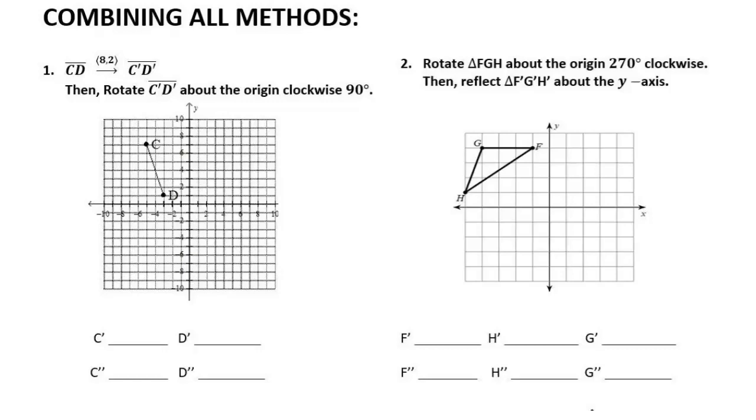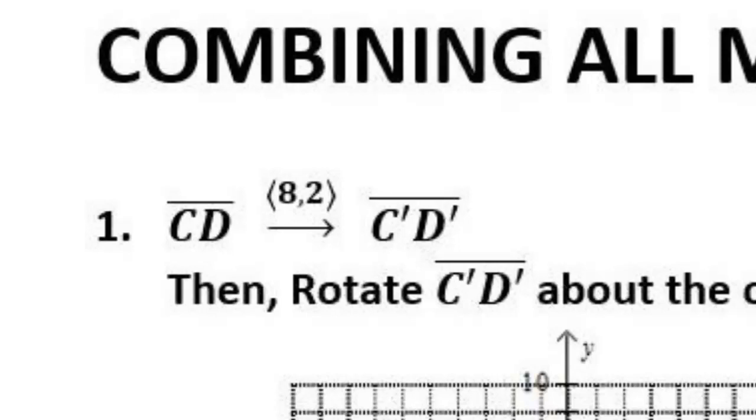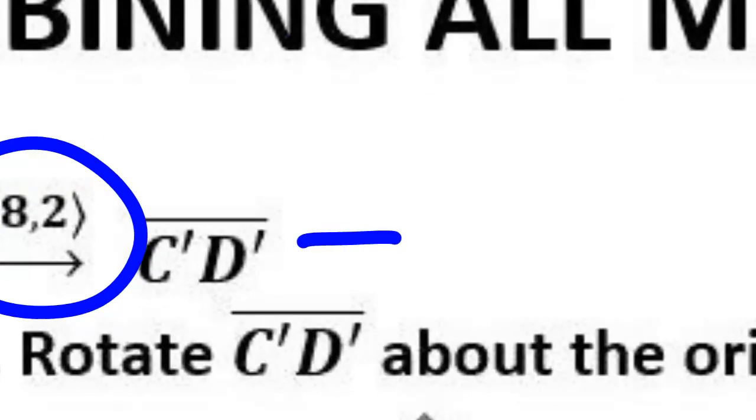Number 1, first thing I see is this notation right here. What do they want me to do when you see a notation like that? It's an arrow, then with that angle bracket notation up above it. What are we going to be doing? Is this going to be a reflection, a rotation, or a translation? Translation.